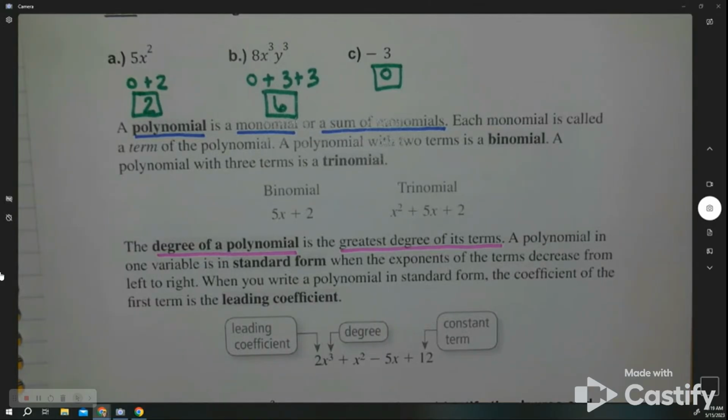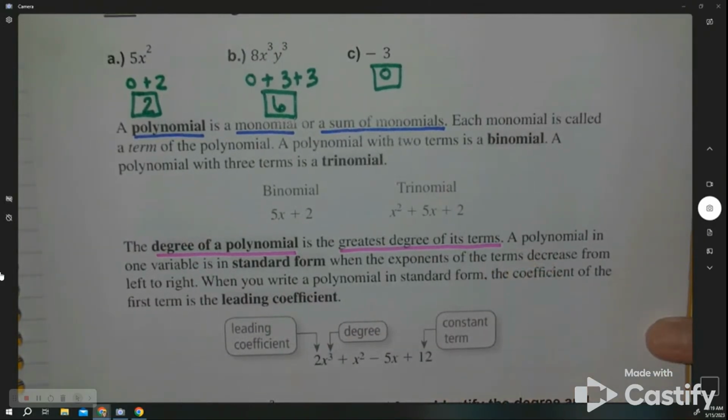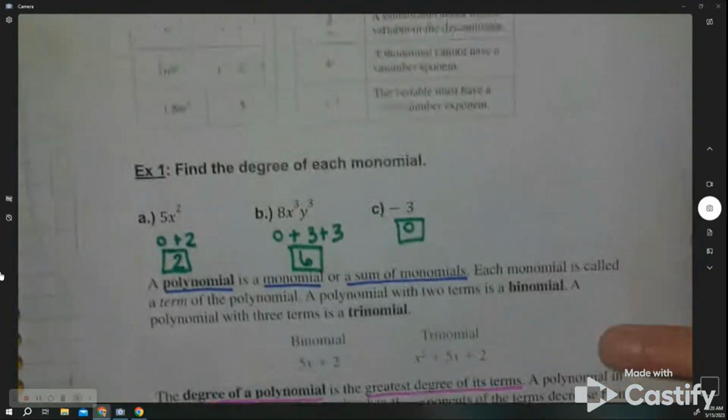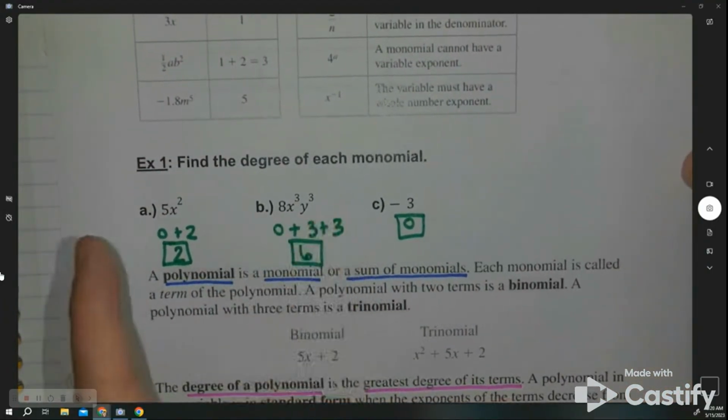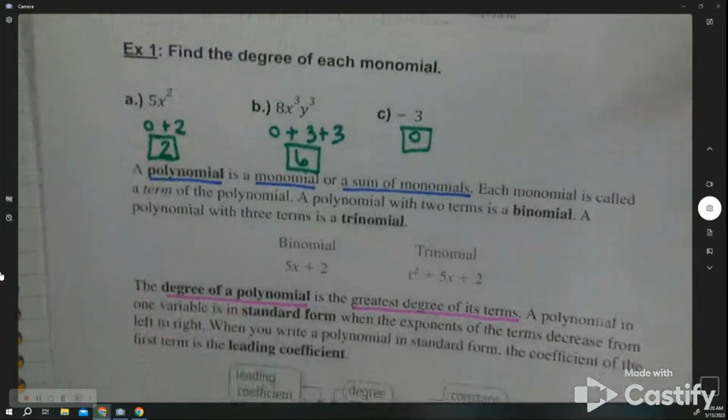So that would be our degree of our polynomial. A polynomial in one variable is in standard form when the exponents of the terms decrease from left to right. So, well, those ones were the same. If I had, let's say, x squared and y to the third, it says that they decrease from left to right. So if I have y to the third and then x squared, that would decrease from left to right.